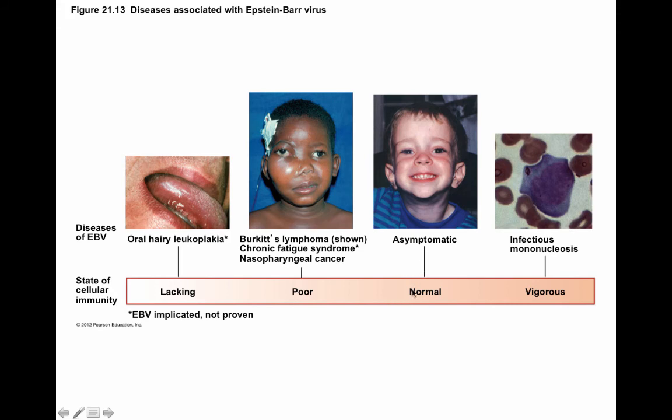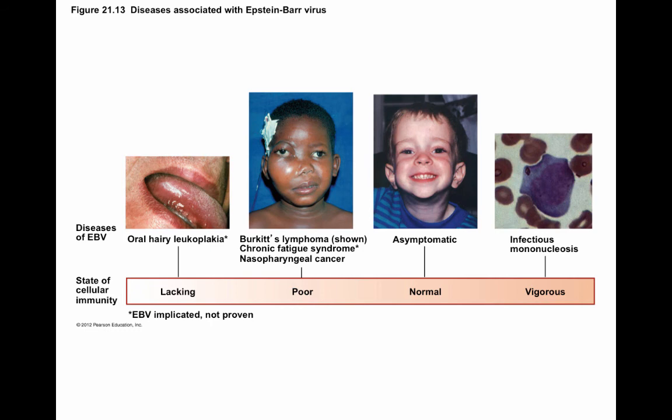If you are lower than a child's immune system, if you end up immunocompromised, this is the state of cellular immunity. If you have normal immune response, asymptomatic; vigorous immune response, symptomatic, and you have mono. If you have poor or lacking immunity, depending on the actual status of your immune system, you can end up with what's called Burkitt's lymphoma or chronic fatigue syndrome.